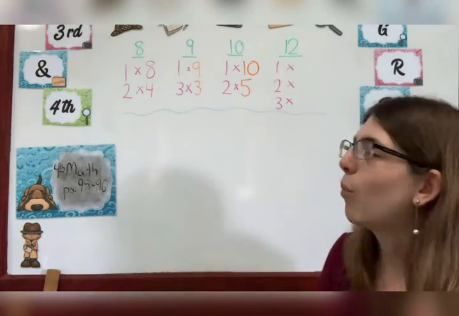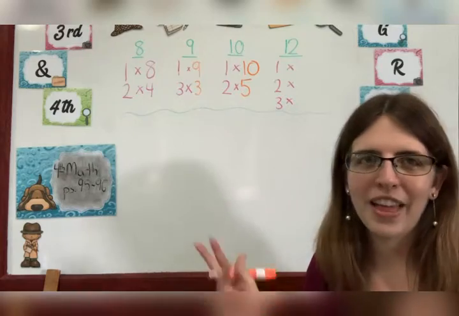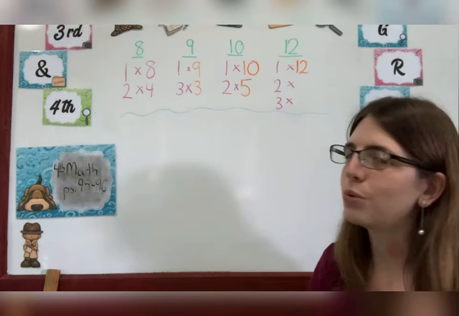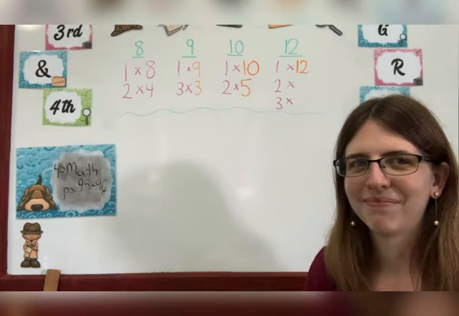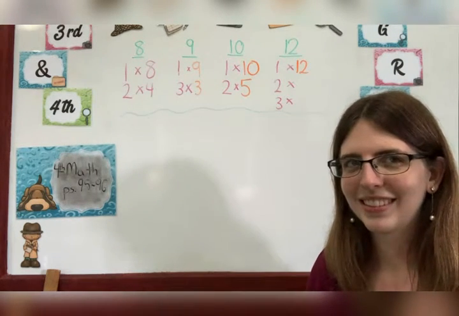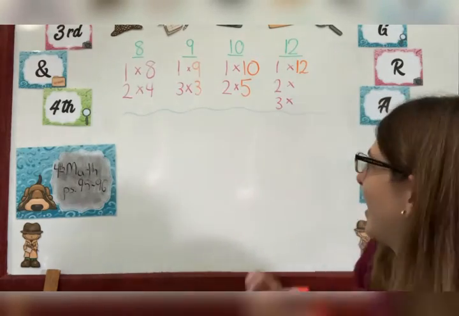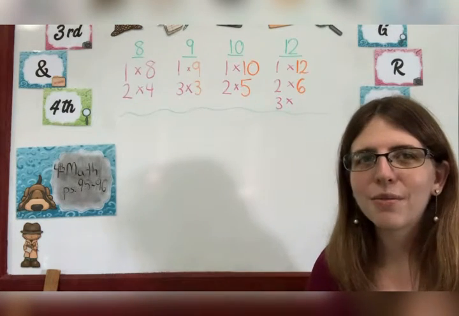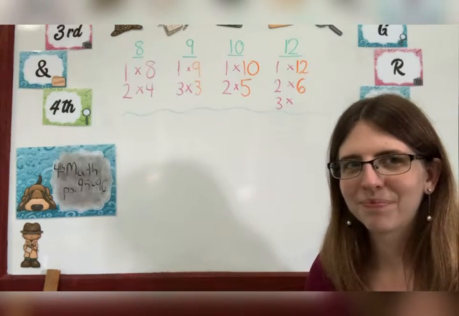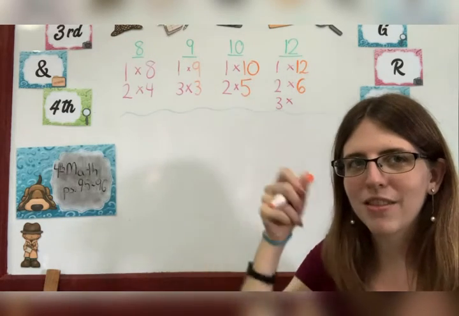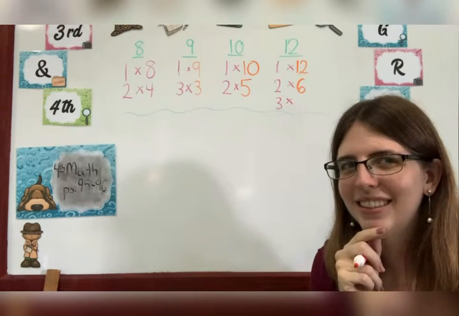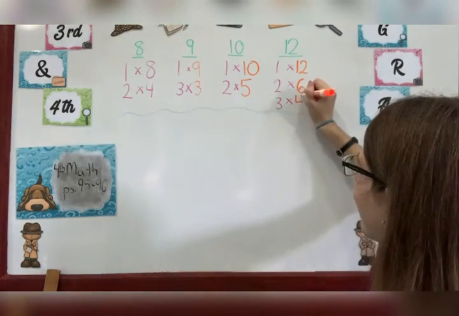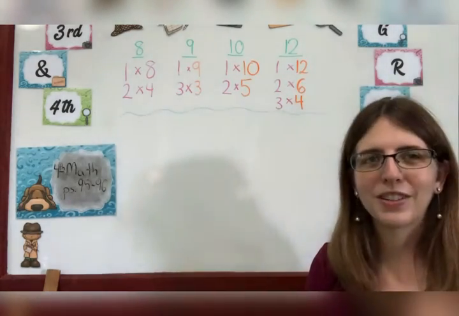How about 12? 1 times what? Well, that one's super easy. 1 times 12. How about 2? 2 times what? Salma? 2 times 6. Good. 3 times what? Kiara? Divide 12 by 3. 4. Very good. So those are the pairs of factors for 12.